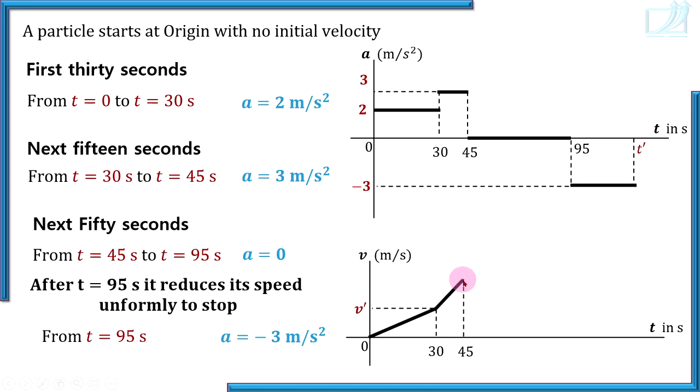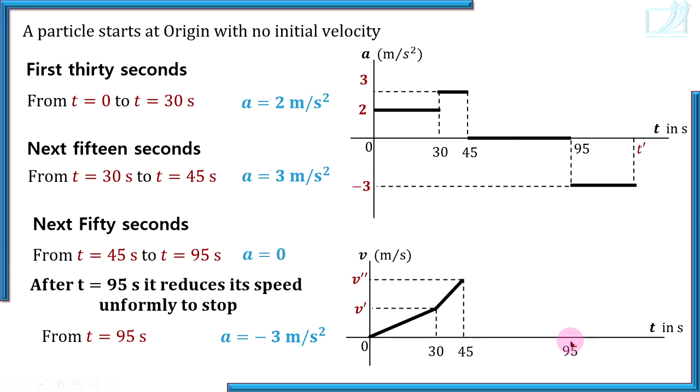So what is the new value of velocity reached? We don't know. So I have labeled it as V double dash. Now from t equal to 45 seconds onwards, acceleration is 0. Acceleration 0 means velocity remains constant. Or, acceleration is slope of VT diagram. What does that mean? The velocity diagram is a horizontal line.